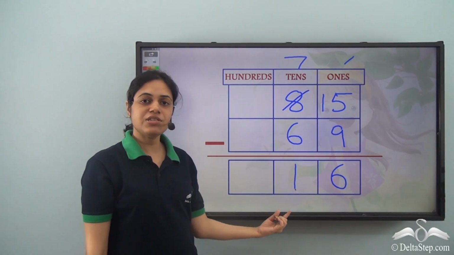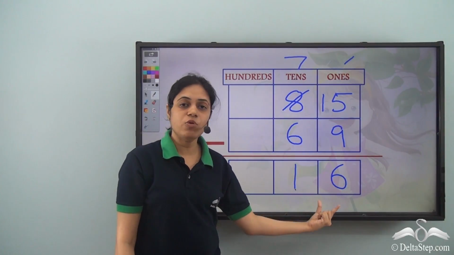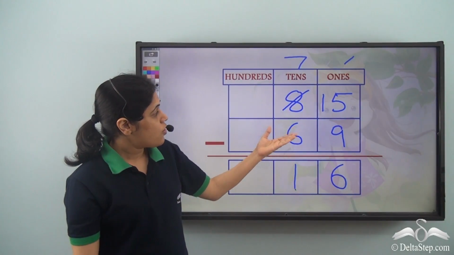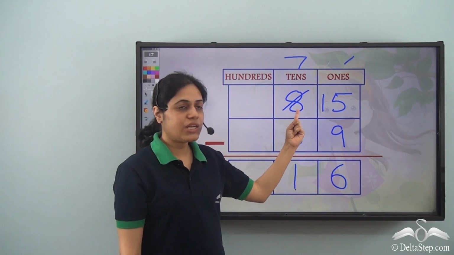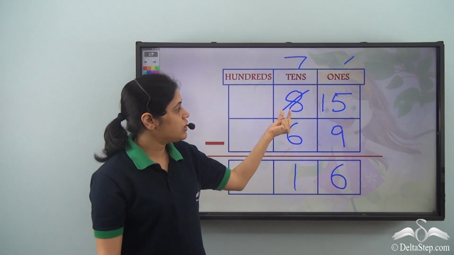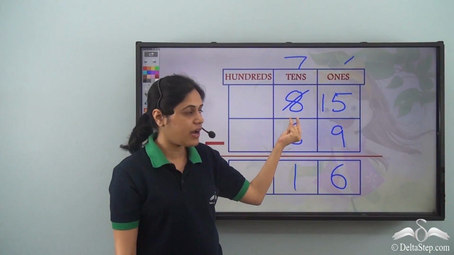So the answer is 16. So Rohan needs 16 more points to cross level 1. Now always remember to decrease this by 1. When 5 is borrowing 1, you need to decrease this number, that is the tens digit, by 1.